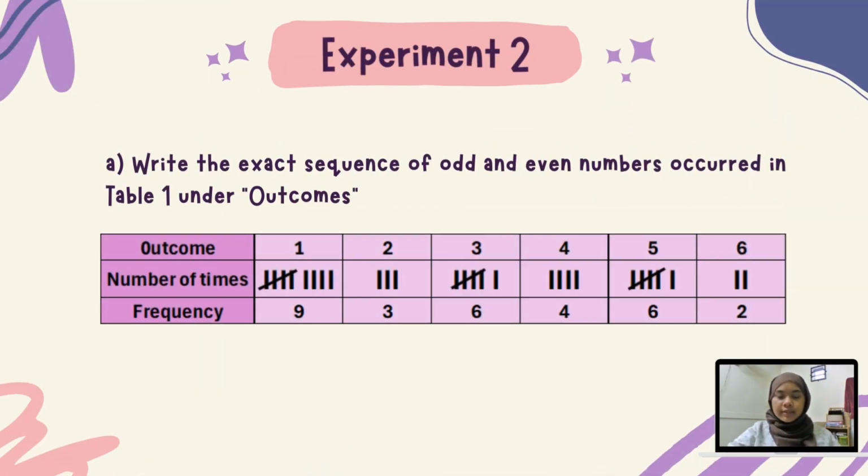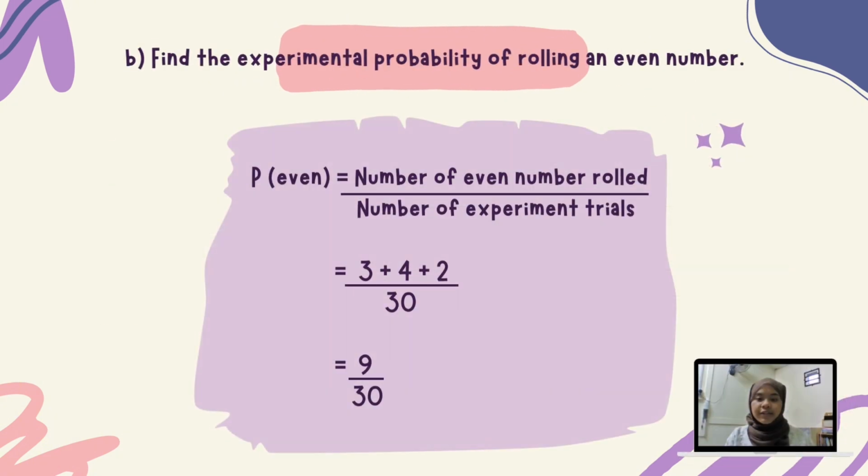Next, data analysis. For experiment 2, question A, write the exact sequence for odd and even numbers accurately in Table 1 under outcomes. For outcome 1, 9 frequency; outcome 2, 3 frequency; outcome 3, 6 frequency; outcome 4, 4 frequency; outcome 5, 6 frequency; outcome 6, 2 frequency. Question B. Find the experimental probability of rolling an even number. P(even) equals number of even numbers rolled over number of experiment trials equals 3 plus 4 plus 2 over 30 equals 9 over 30.